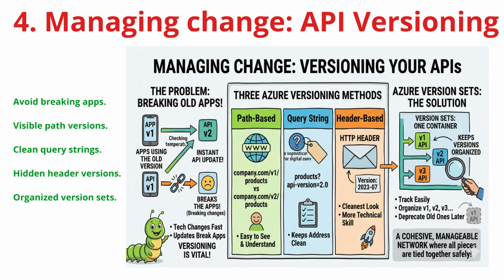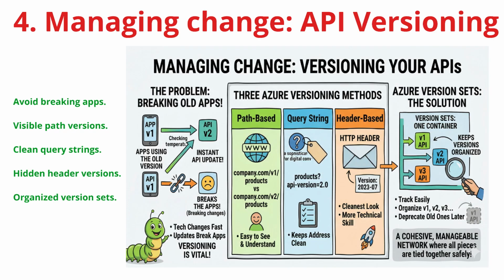First, there's path-based versioning. It's the most popular because it's easy to see. You just put v1 or v2 right in the web address. Next is the query string method. This adds a small note at the end of the URL, which keeps the main address looking clean while still letting the system know which version to use.